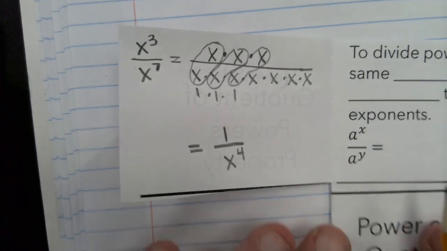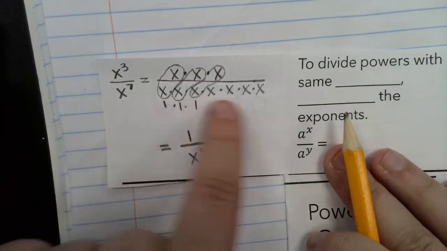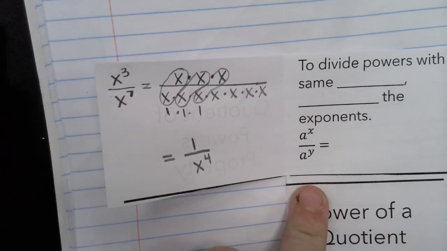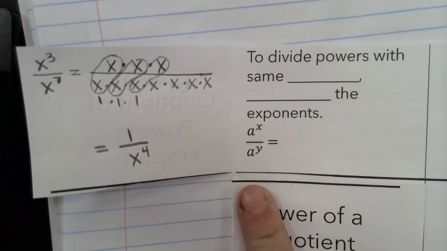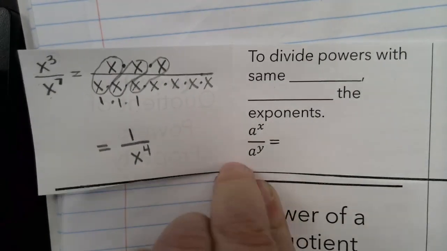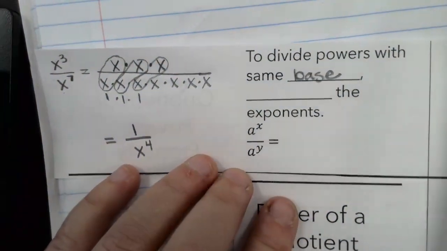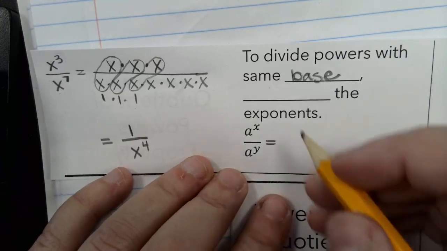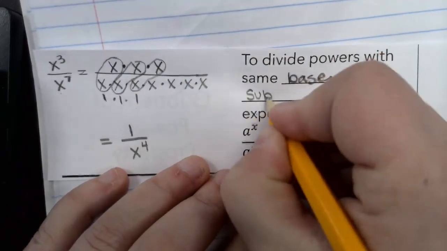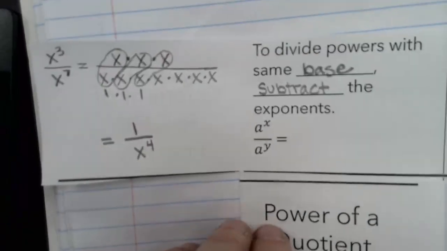Okay? So, how could I have gone from this problem to this answer without writing all of this work? Yeah, we did subtracting. 7 minus 3. So, to divide powers with the same base, we subtract the exponents. To divide powers with the same base, we subtract the exponents.